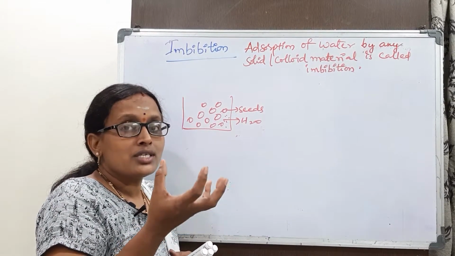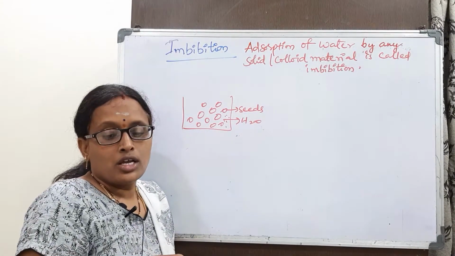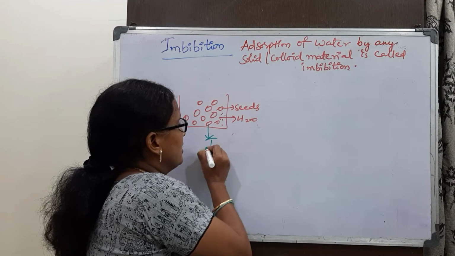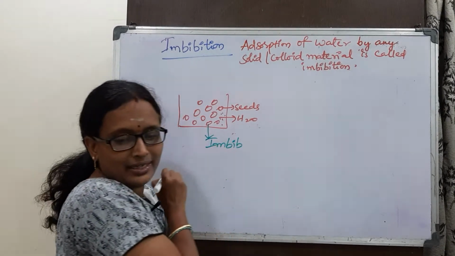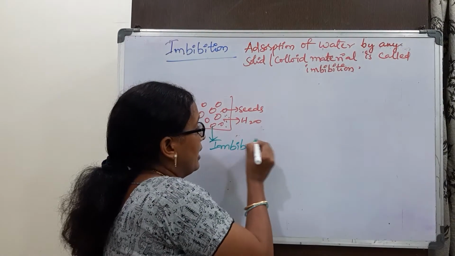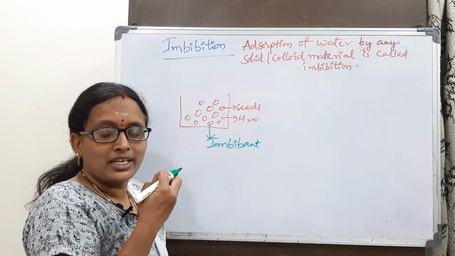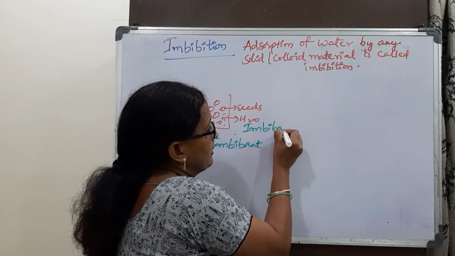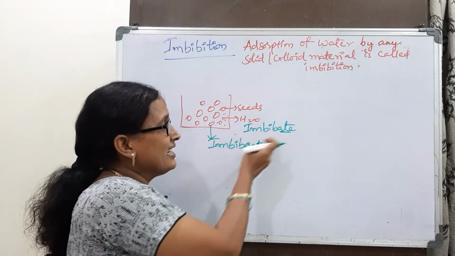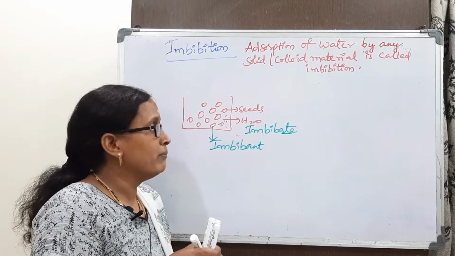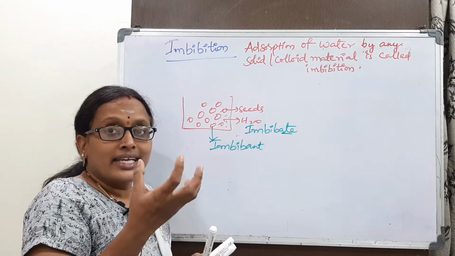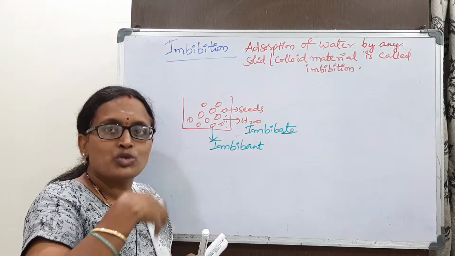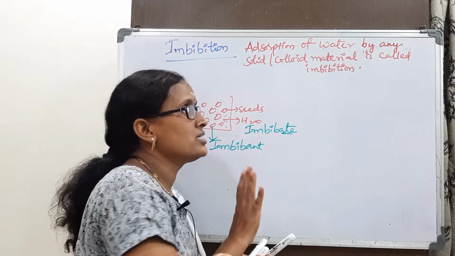Here the water is absorbed by the seeds, so which is absorbing, that is called imbibant. Seed is called imbibant, and the liquid which is absorbed by them is called imbibate. So they are absorbing liquid; adsorption of liquid by the solids is called imbibition.